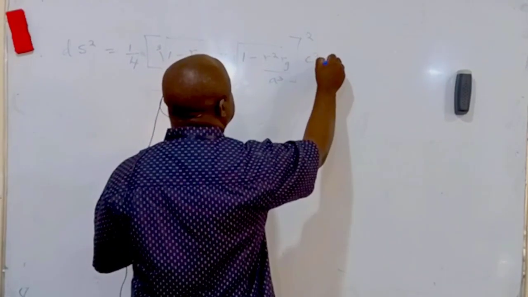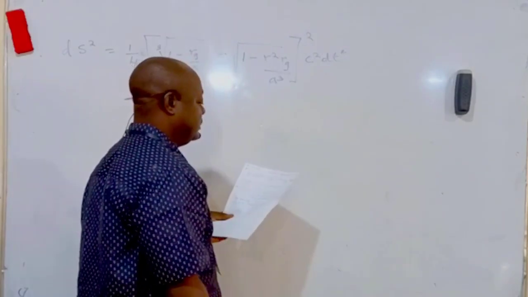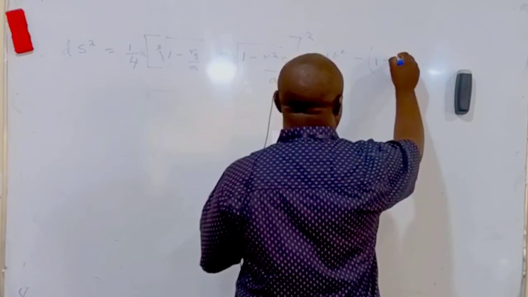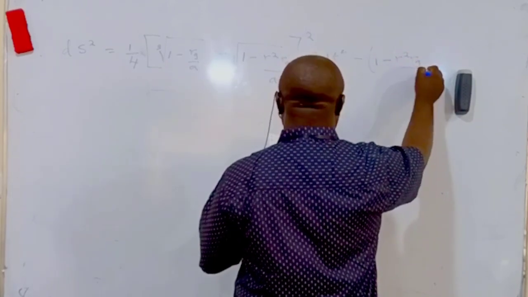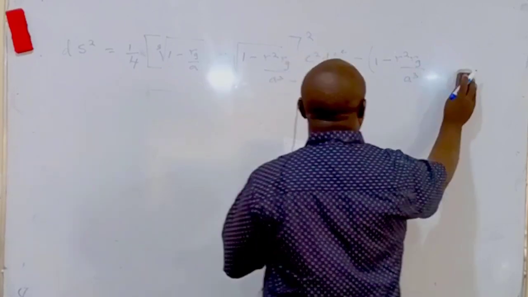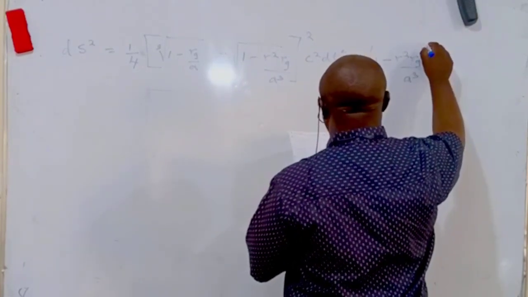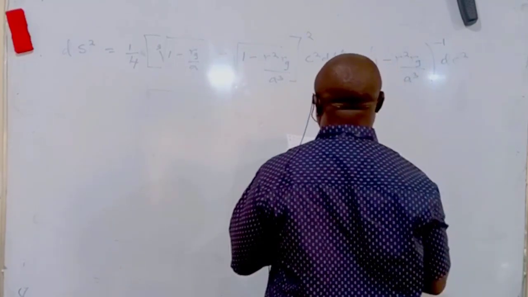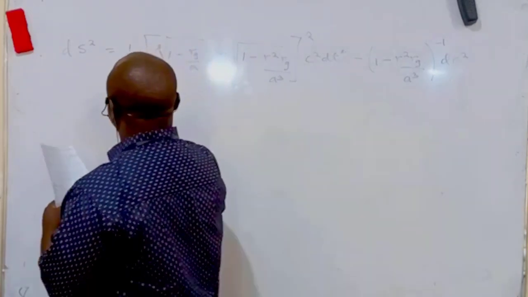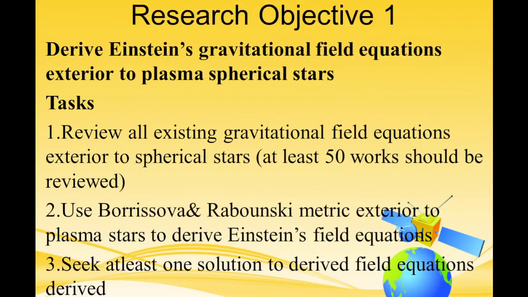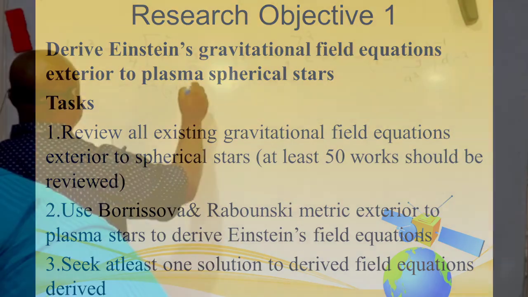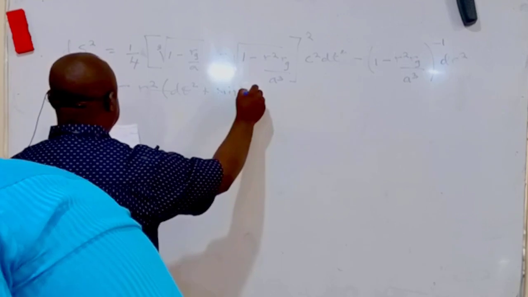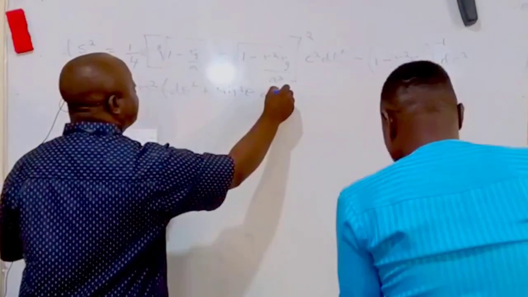c squared dt squared minus 1 minus r squared rg over a cube to the power minus 1 dr squared minus r squared into d theta squared plus sine squared theta d phi squared.